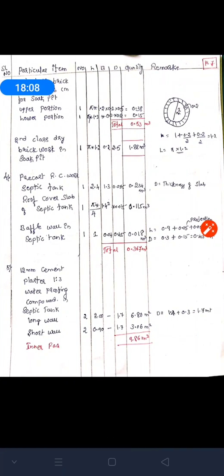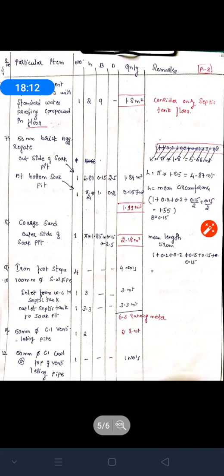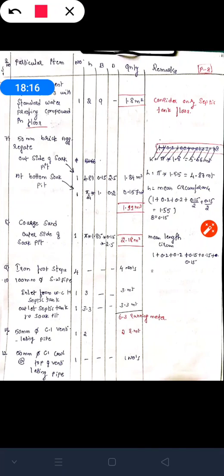Length equals 1.15. Here you can see the 1.15. Length is 1.55. Sorry, 1.55. This 1.55 can be multiplied with the, here I calculated 1.55, then I got the total length, that is 4.87 into 0.15 into 2.5 meter, which is the depth. Okay, then I got the quantity is 1.84 meter cube.